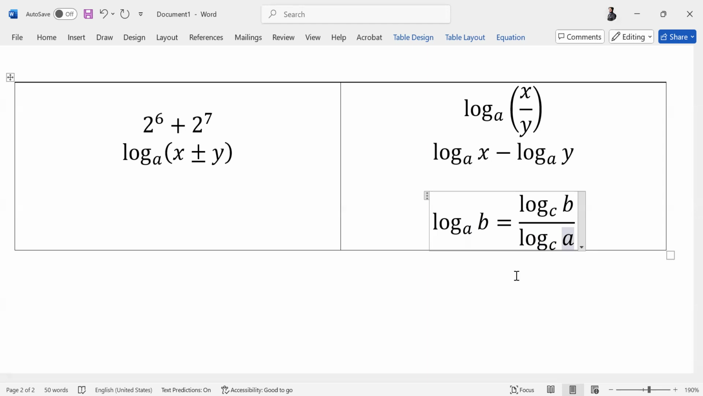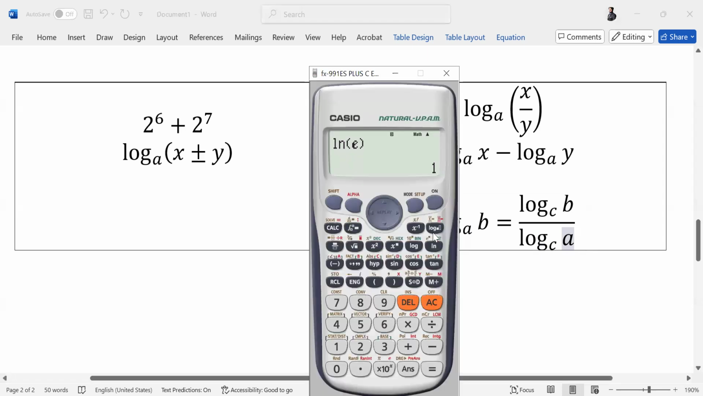Okay, now use your calculators and see, can the base take any decimal value?